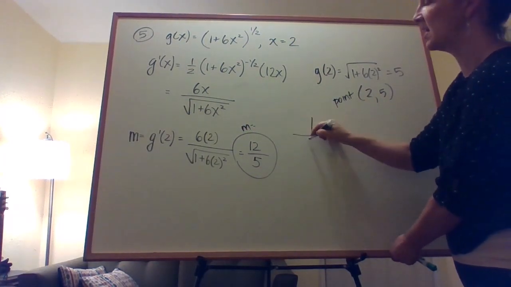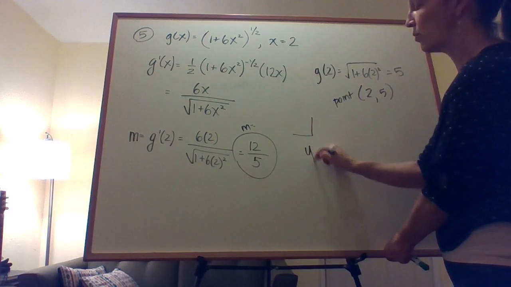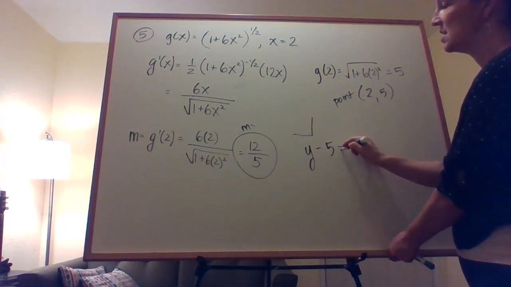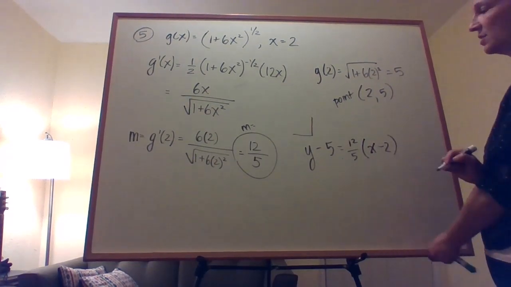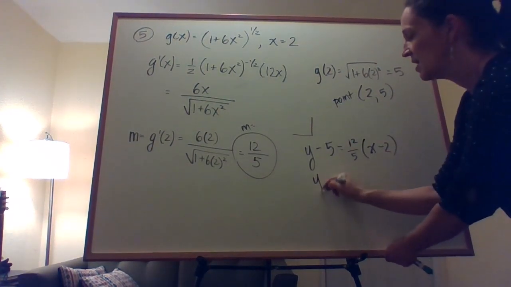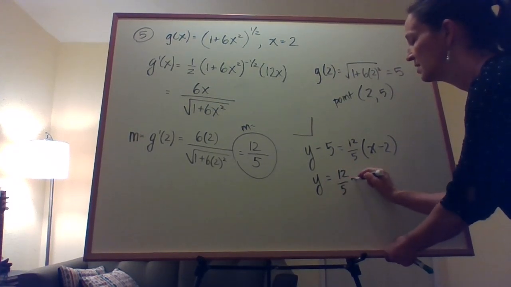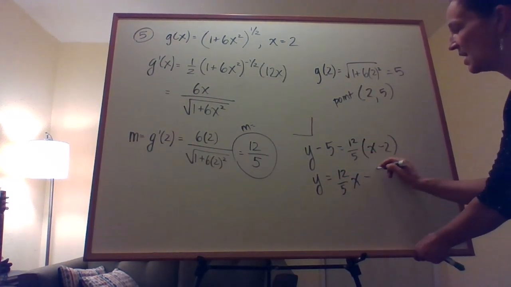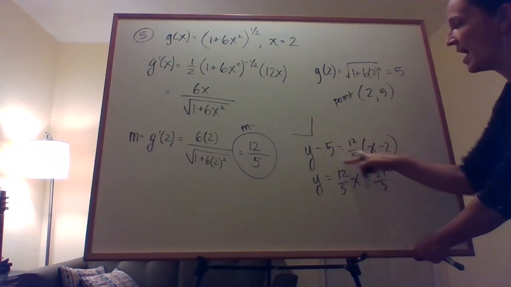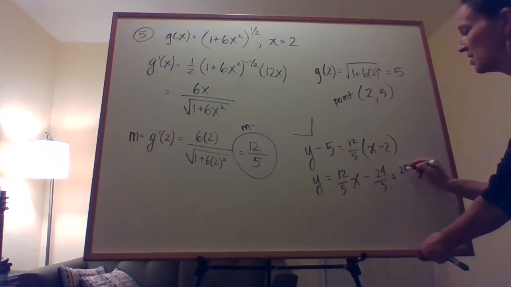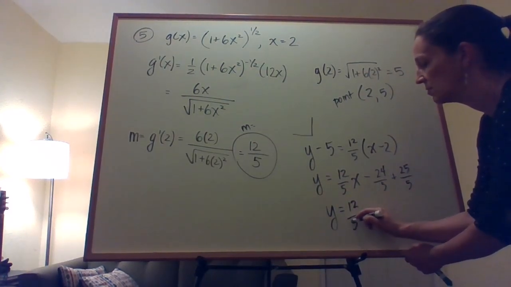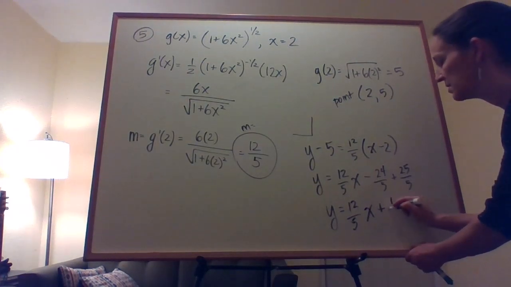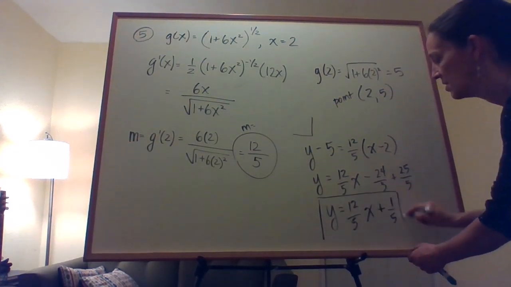I put these two together in point-slope, and I end up with y minus y1 equals my slope 12/5 times x minus x1. If I clean this up, I end up with 12/5 x, and here I end up with a negative 24/5. I add that 5 to the other side, which is like 25/5, and my final answer is 12/5 x plus 1/5. For the full 14 points, you needed to get all the way to there.